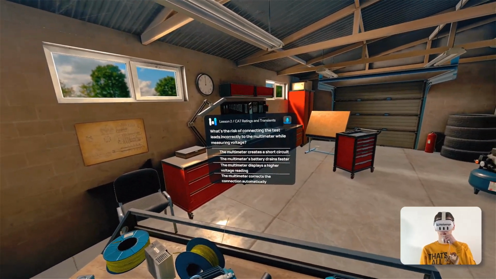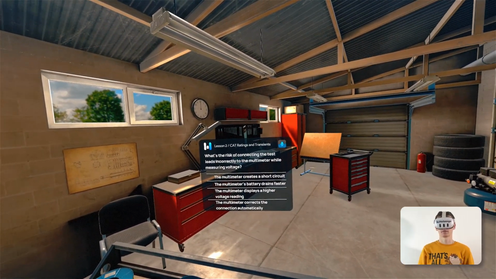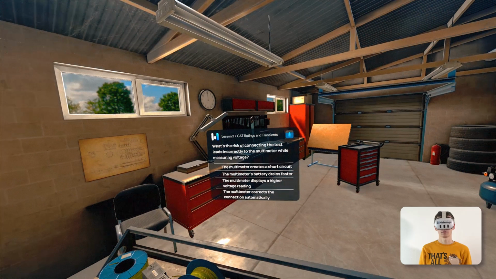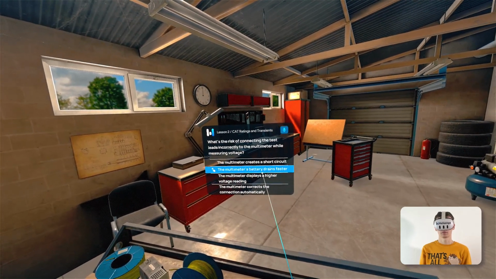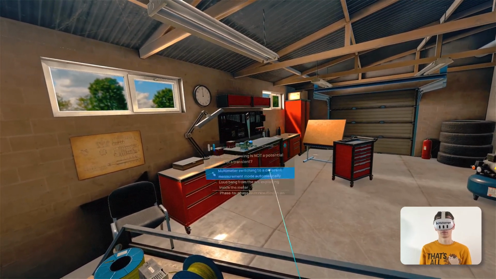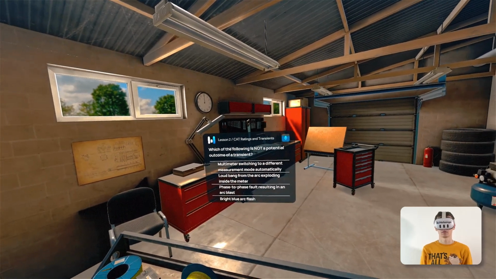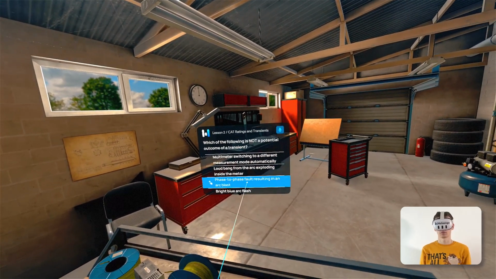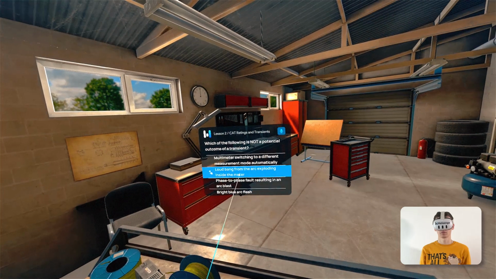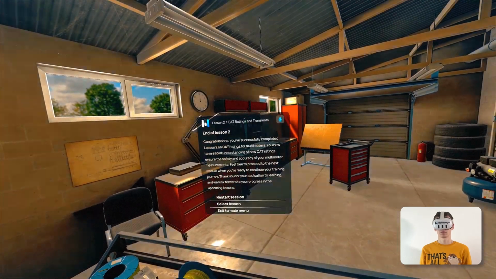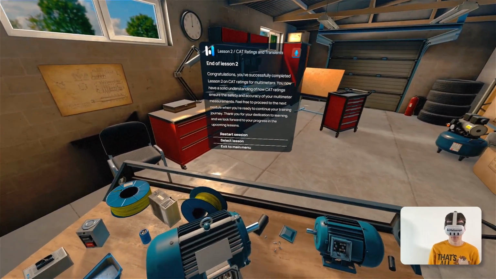Incorrectly connecting the test leads can be a dangerous mistake. What happens when one lead is in the COM jack and the other in the amps jack while measuring voltage? Transients can lead to various outcomes. Which of these is not a result of a transient? Congratulations, you've successfully completed Lesson 2.